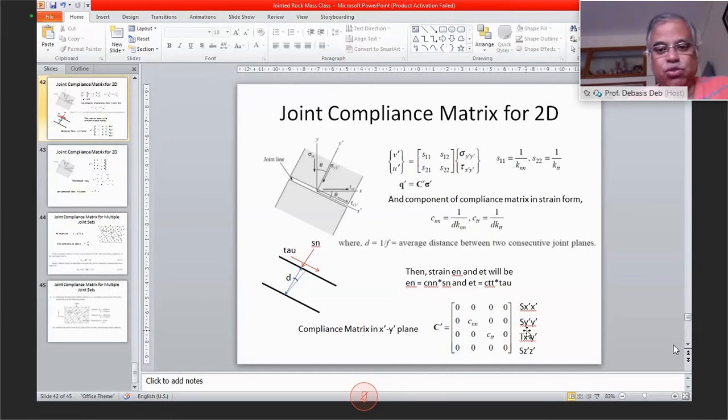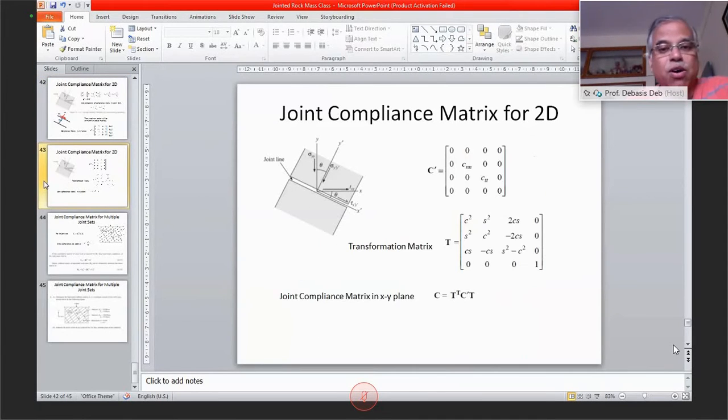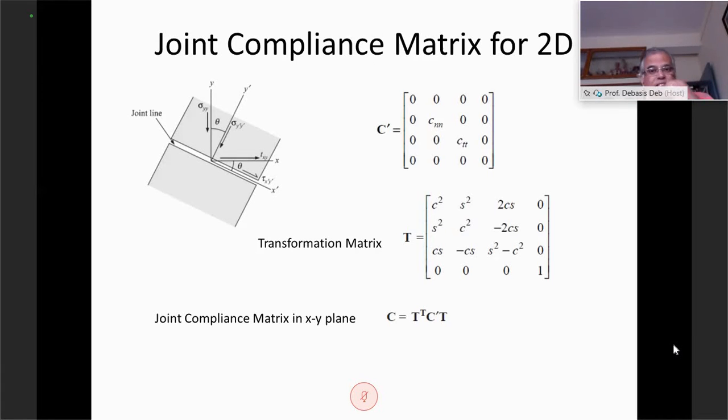That's why from the beginning we are keeping it 4 by 4. Otherwise, actually, in this plane it's just 2 by 2, but the others are all 0. Okay, so this becomes the compliance matrix in the x dash y dash plane. Okay, that means in the joint axis system. Now I come here. Bigger. So this is my C dash. Now this is the compliance matrix.